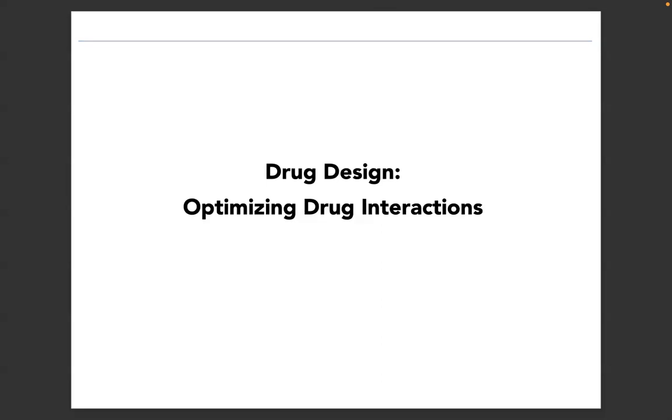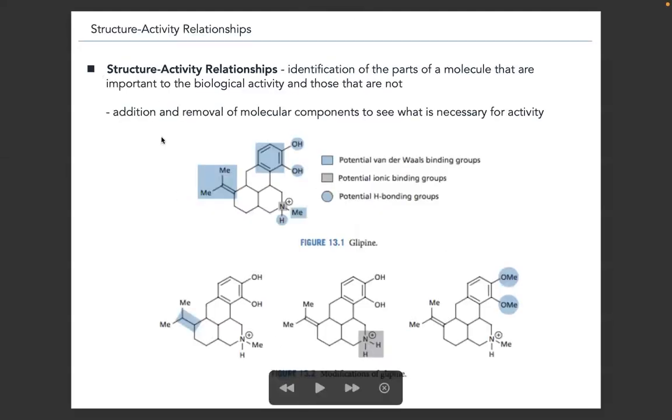And so, to get started, a lot of this begins with thinking about structure activity relationships. And these are, as it says on the top definition here, the identification of the parts of the molecule that are important to the biological activity and those that are not, right? So we talked about last time, if you can, you want to come up with the most simple molecule you can, right? That's going to go after whatever biological response you'd like it to.